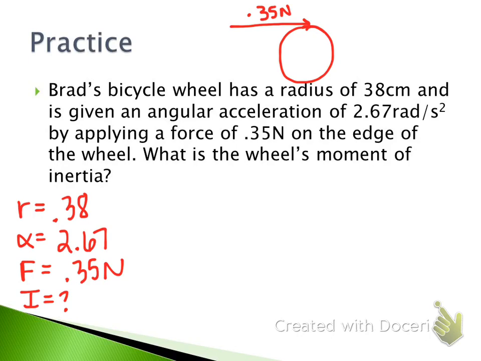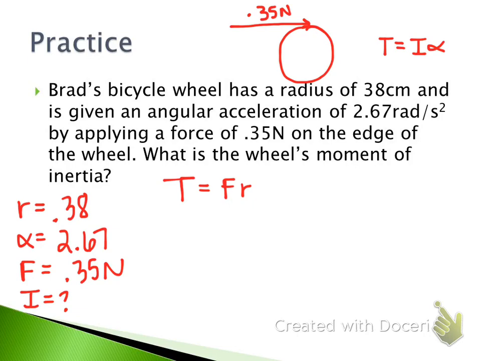How can we go about doing that? We have to solve for torque first, because we don't have the mass, so we can't use I equals m r squared, right? But we do know that torque equals I times alpha, and we have alpha. So we need to solve for torque first, which is Fr.